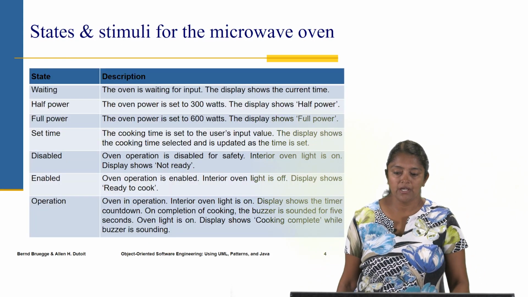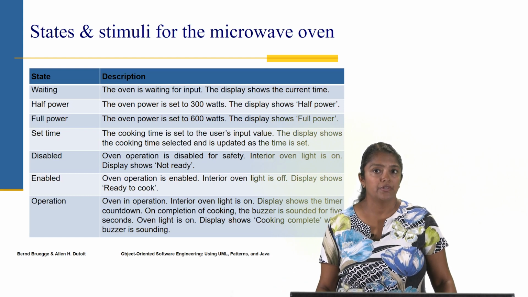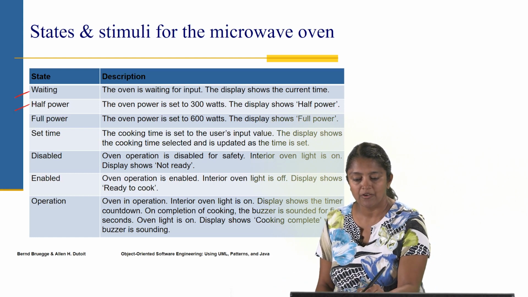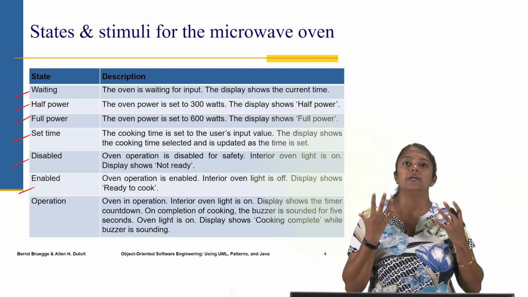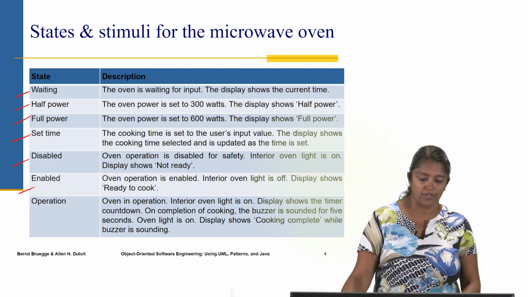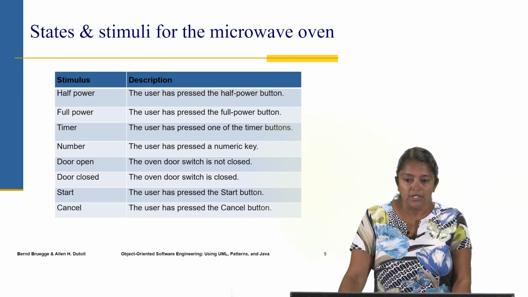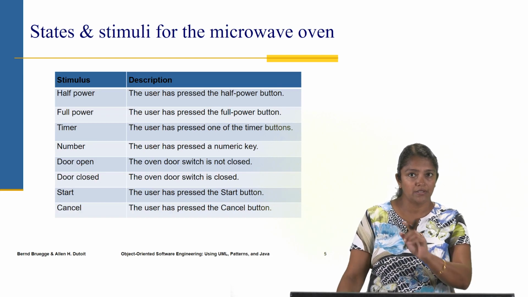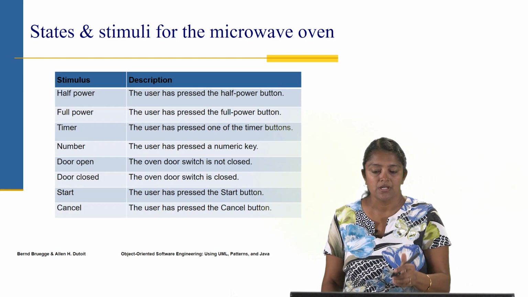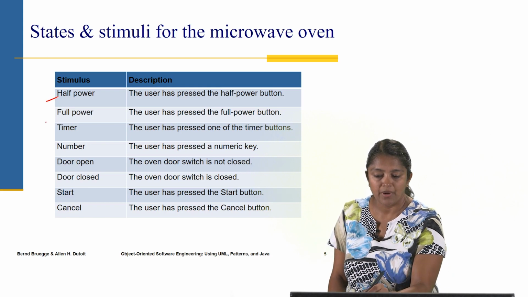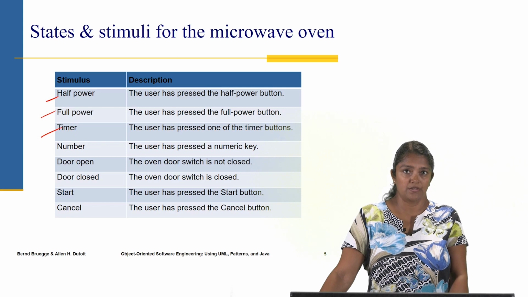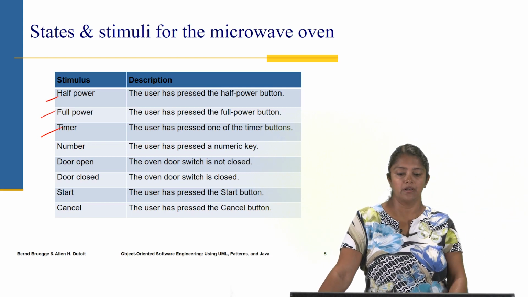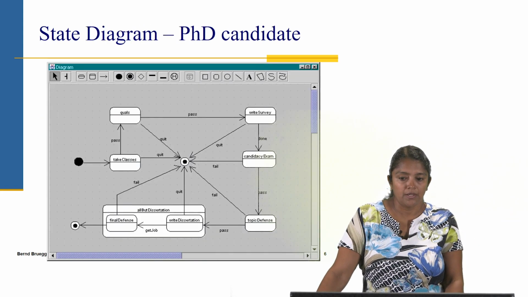So as you can see, the different states were the nodes. So waiting, half power, full power, set time, disabled, enabled, all of these were the different states for the microwave oven. And then the stimuli were those directed edges. So either pressing half power or full power or timer, each of these were the triggers that were causing a state change. So here's another example.